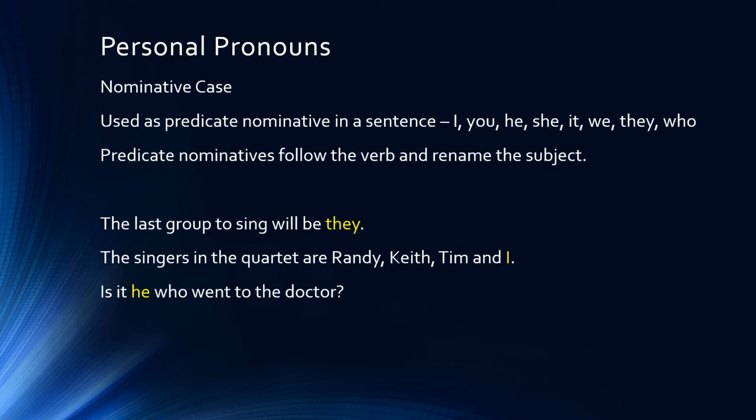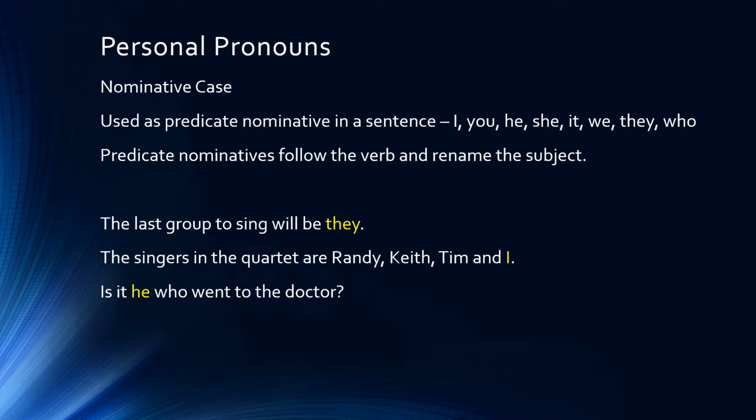The last group. Group is the subject of the sentence. Last is an adjective identifying the group. The last group to sing will be they. They is referring back to group, and so it is a predicate nominative, renaming the subject of the sentence.